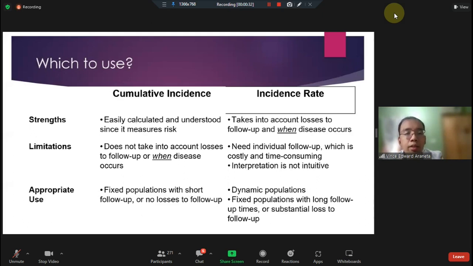You can have this on a table. So it's also important to take note of this difference. For cumulative incidence, it's easily calculated and understood since it measures risk.